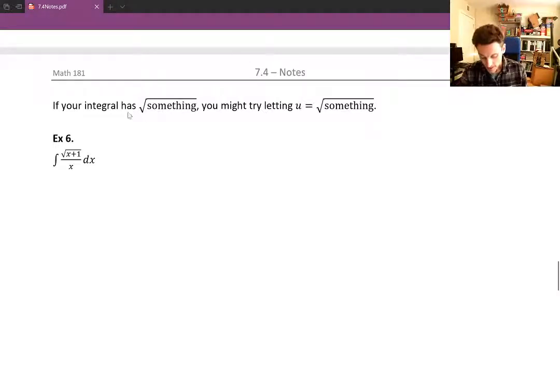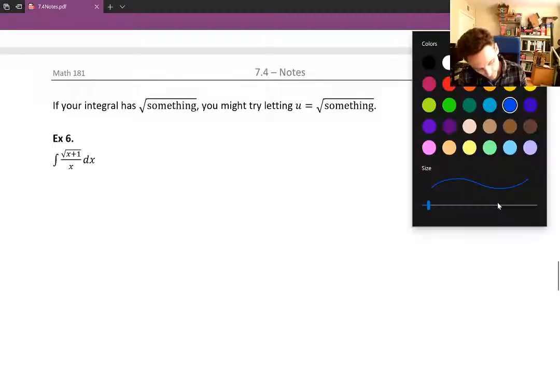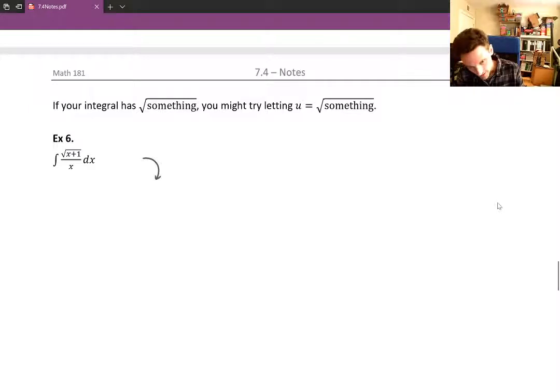So in our example 6, we're looking at the integral of the square root of x plus 1 over x. And as a first step, we're going to try letting u equal that square root of x plus 1. Let's write that over here. U equals the square root of x plus 1.